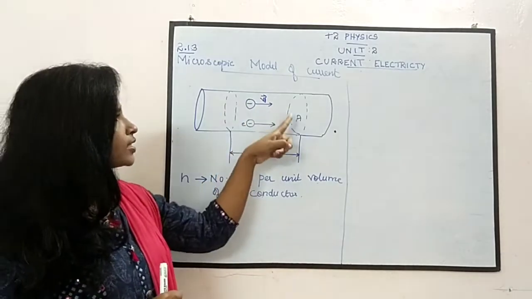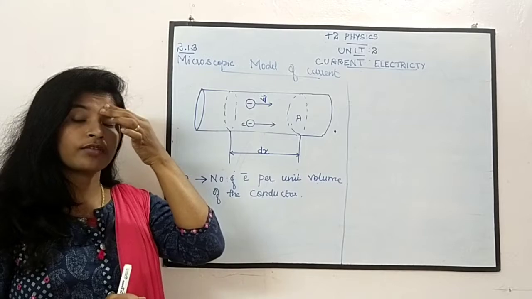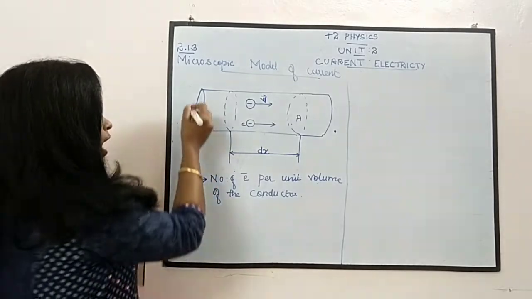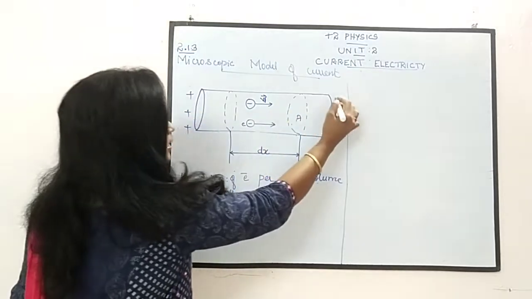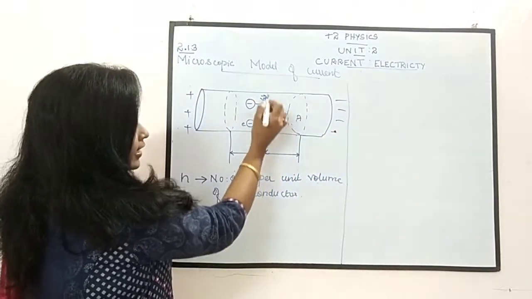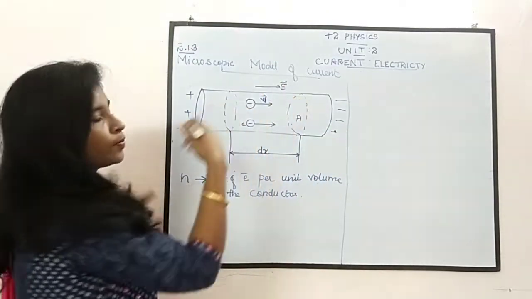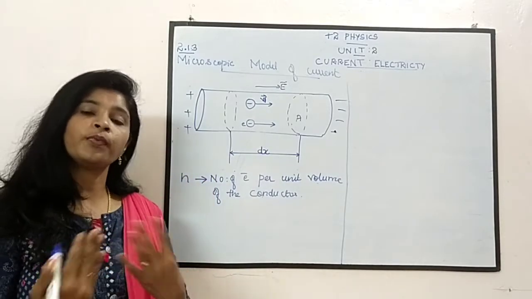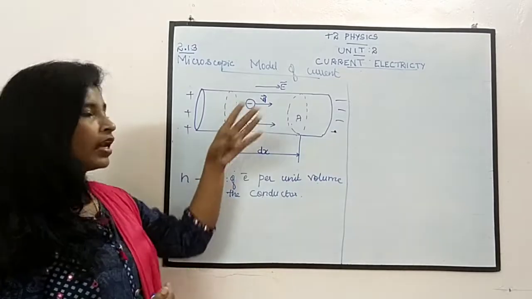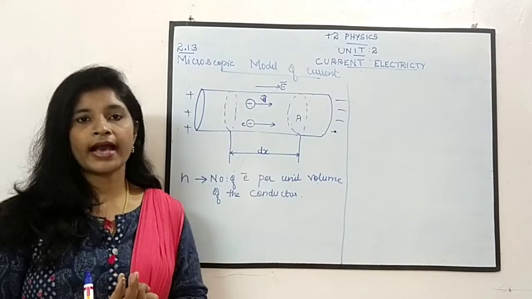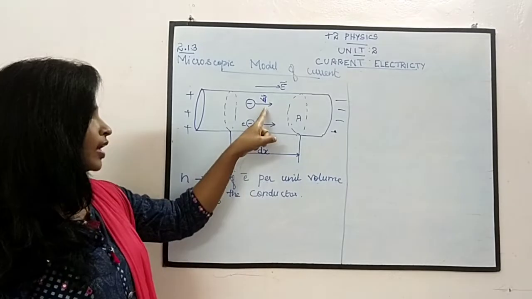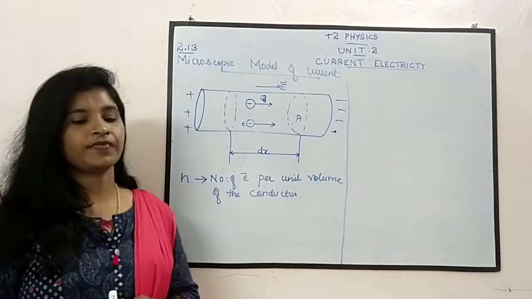The drift velocity: we know that when we apply an electric field over the conductor, an electric field will be produced. Because of that electric field, the electrons move in the direction opposite to the electric field, and the average velocity of that electron we call the drift velocity. So this is the drift velocity.